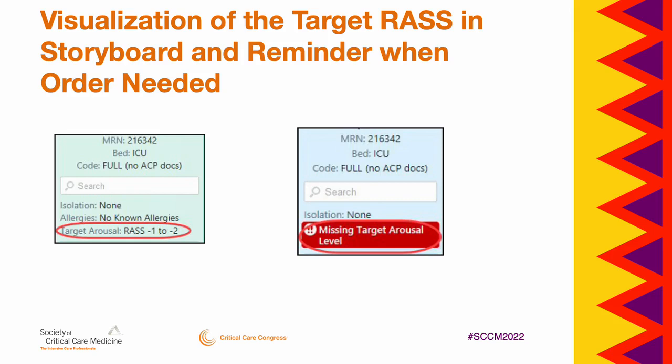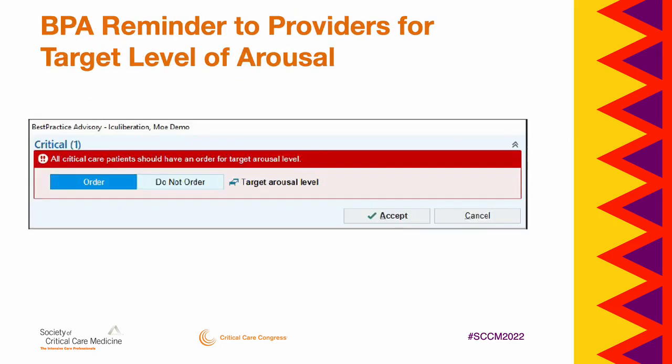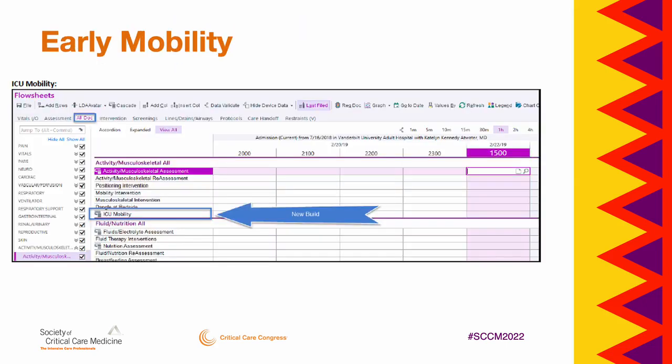And on our second patient there, you can see there's an alert because this patient has a missing target level of arousal. This is an example of a best practice advisory, or BPA, reminder to providers to order a target level of arousal. So in other words, if you have a critical care patient who doesn't have a target RASS, this would alert the provider that this patient needs to have one.